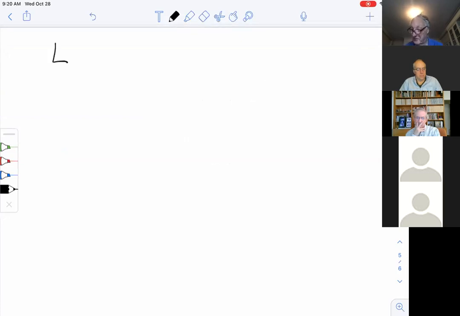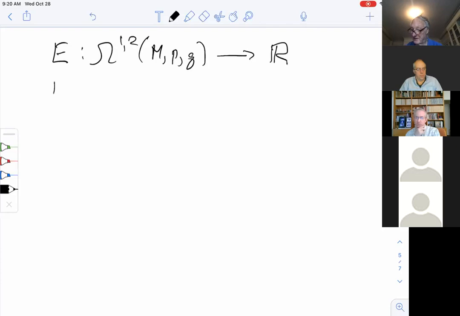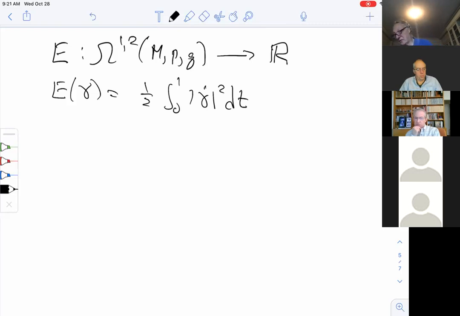All right, now the energy functional. Well, we know what that is. The energy functional is a map from the space of paths into R. The energy of gamma is 1/2 the integral from 0 to 1 of gamma dot squared. And as before, a point I've made several times now, this integral is defined. Gamma dot is not a smooth function. It's not a continuous function. It's only an L2 function. But the fact that you can form this integral is because gamma dot is an L2 function. So it makes sense.